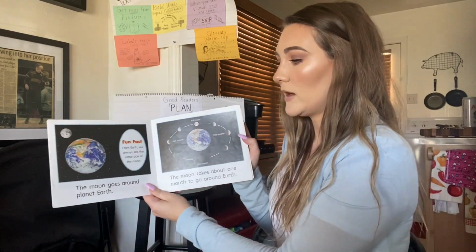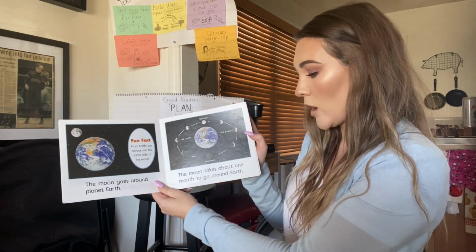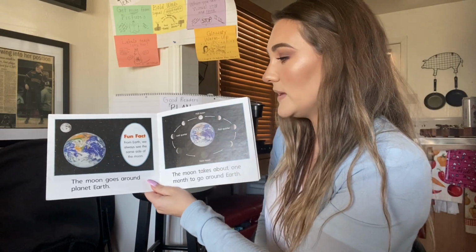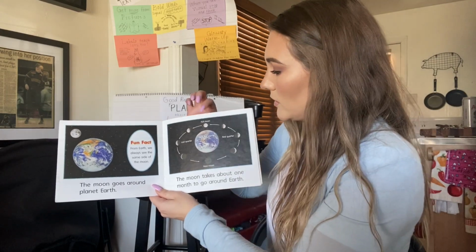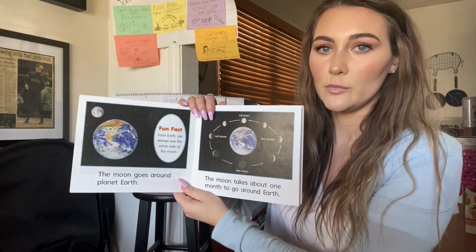The moon goes around planet Earth. The moon takes about 1 month to go around Earth. Fun fact, from Earth, we always see the same side of the moon. Full moon, last quarter, new moon, first quarter, back to new moon.